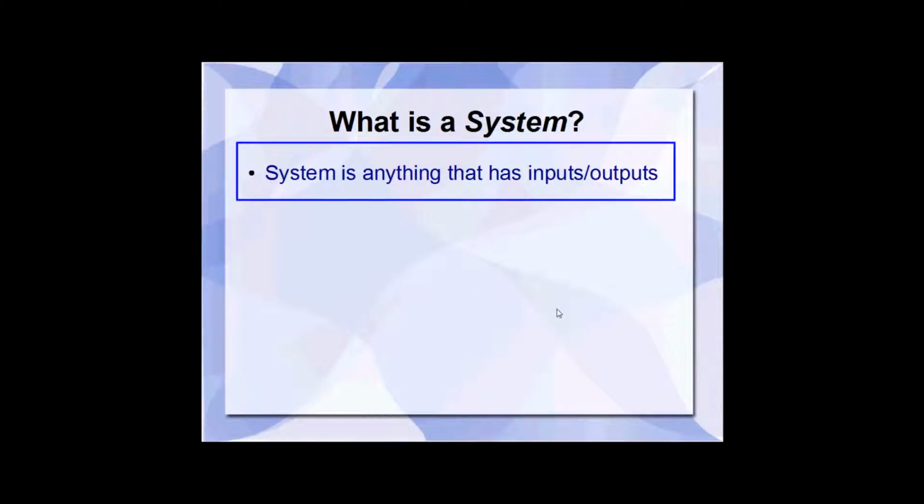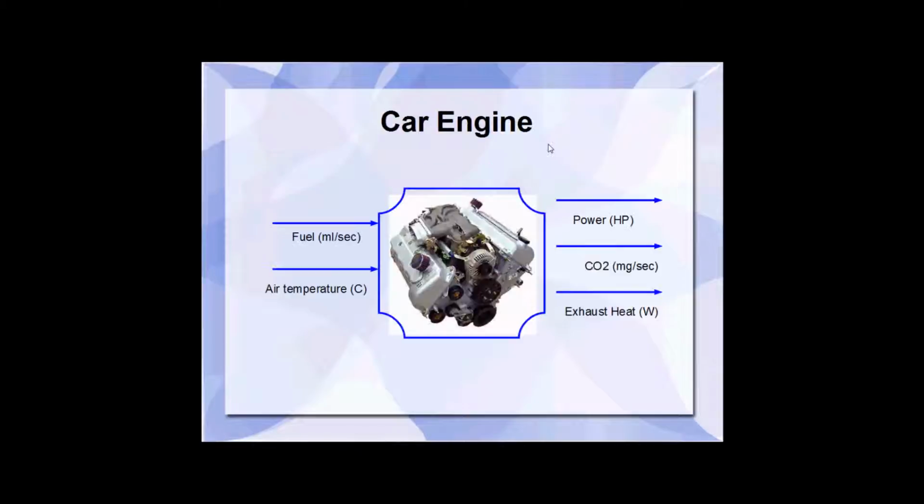Bluecanoe is a system simulator, so let us understand what exactly we mean by a system. In the framework of Bluecanoe, a system is anything that has inputs and outputs. Here is an example of a system, a car engine. It has inputs such as fuel consumption and the air temperature, and it has outputs like the power that it will generate, the carbon dioxide it will emit, and also the waste heat that will be thrown out by the exhaust.